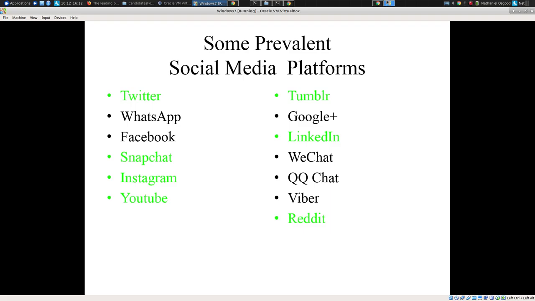By contrast, these other platforms, WhatsApp, Facebook, Viber, QQ Chat, etc., these are closer to private spaces often. Now Facebook, yes, I'm well aware there are public Facebook sites and people sometimes elect to embrace a broader set of people coming to their Facebook page. But the fundamental expectations of privacy are very different for the platforms in green than the platforms in black. And this makes all the world of difference when it comes to ethics boards.